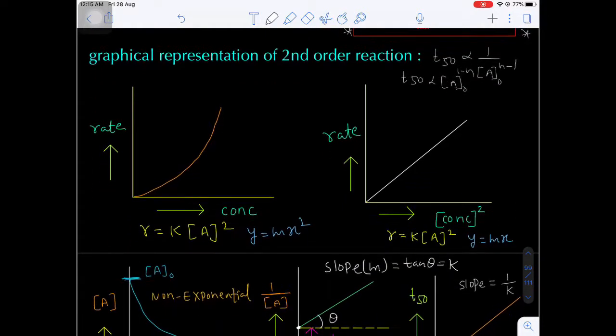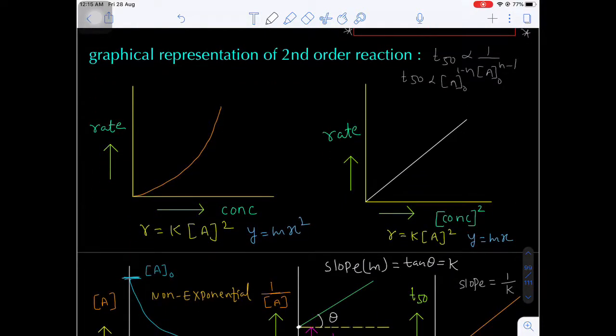Now the graphical representation of a second order reaction. The second order rate expression is R equals K times the concentration of reactant A whole square. If you take the rate, which is dx by dt, on the y-axis, and the concentration of reactant on the x-axis, you will get a y equals mx square like graph. This is in an exponential manner.